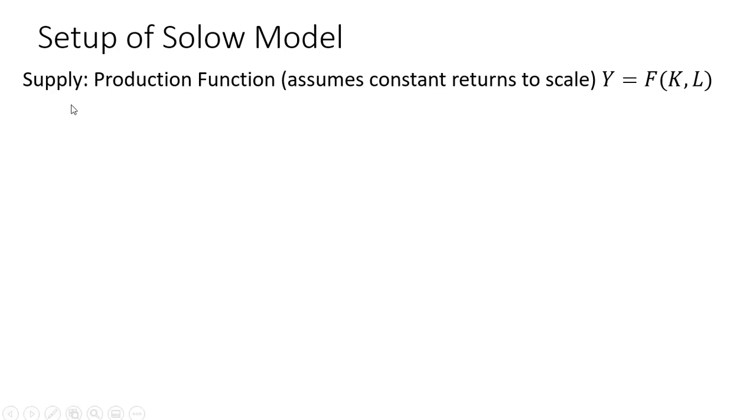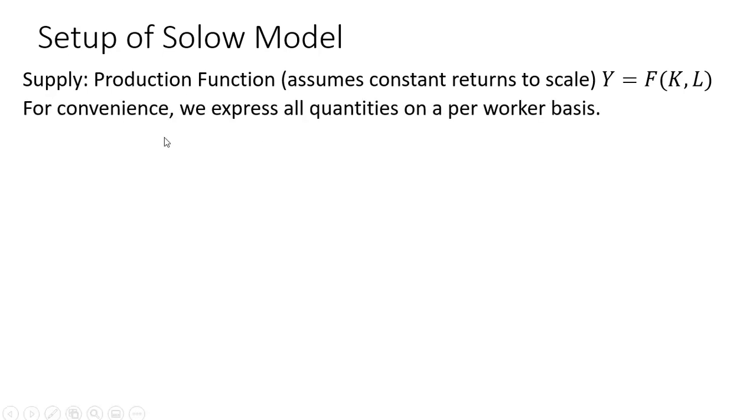First, let's consider the supply side. We're going to use a production function, and it's going to assume constant returns to scale, which means a doubling of all inputs will exactly double the economy's output. For convenience, we'll express all quantities on a per worker basis. So I'm going to take this production function up here, and I'm going to divide everything through by L. And we get this result right here.